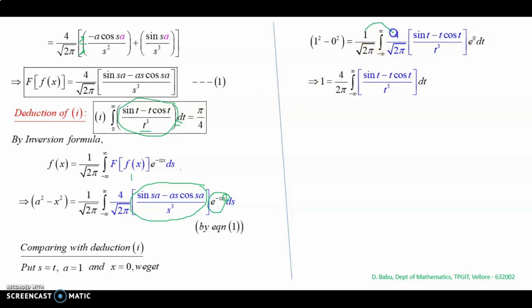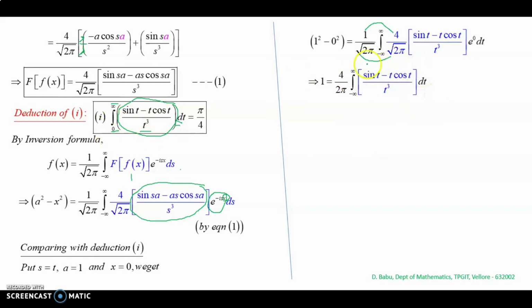1 into 4 is 4. Square root into square root cancel. This 2 pi, integral from minus infinity to plus infinity of (sin t minus t cos t) divided by t cube, dt. So now look at the limits. Here it is minus infinity to plus infinity, whereas here it is 0 to infinity. Therefore we have to convert minus infinity to infinity into 0 to infinity.